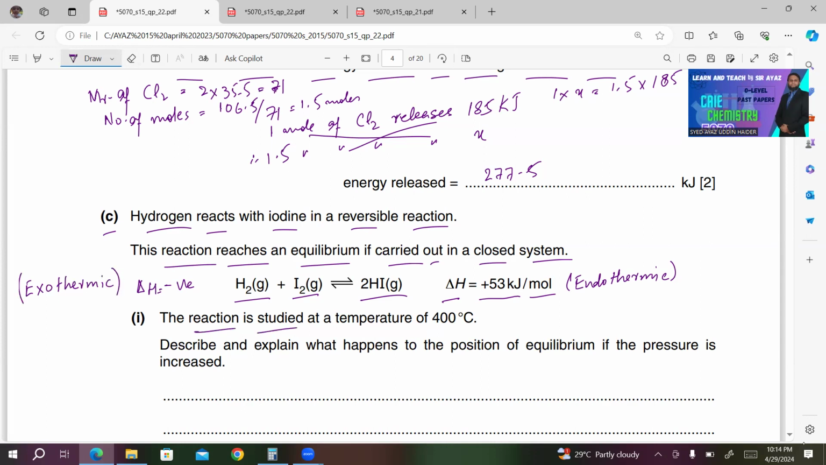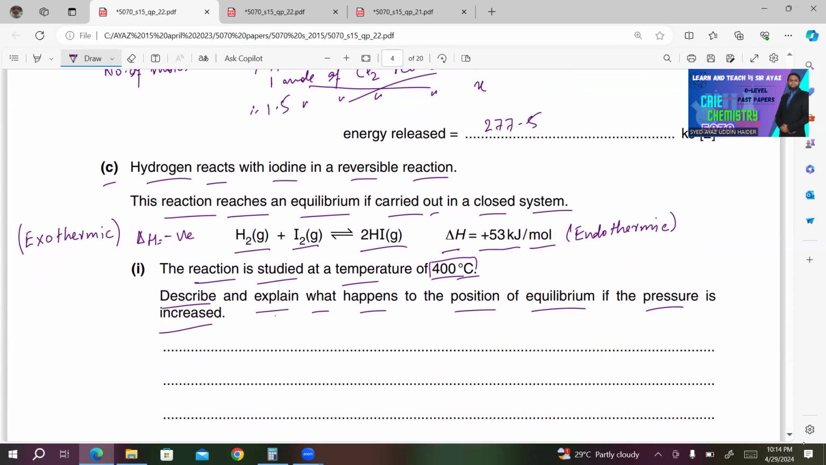The reaction is studied at a temperature of 400 degrees centigrade. Describe and explain what happens to the position of equilibrium if the pressure is increased. Now you are increasing the pressure at a fixed temperature, which is 400 degrees centigrade. They are not changing the temperature, you're just changing the pressure. Changing the pressure will have an effect on the basis of the number of moles or volume of gases on both sides of the equation. Remember, you have to consider only the gas state. You can't consider solid, liquid, or aqueous state in this case.